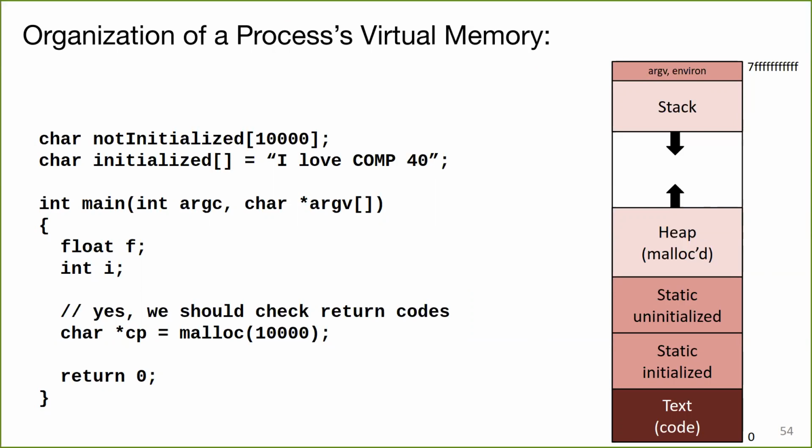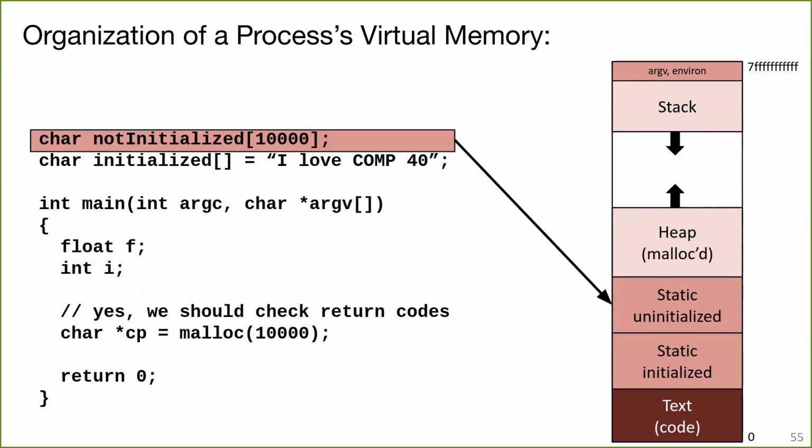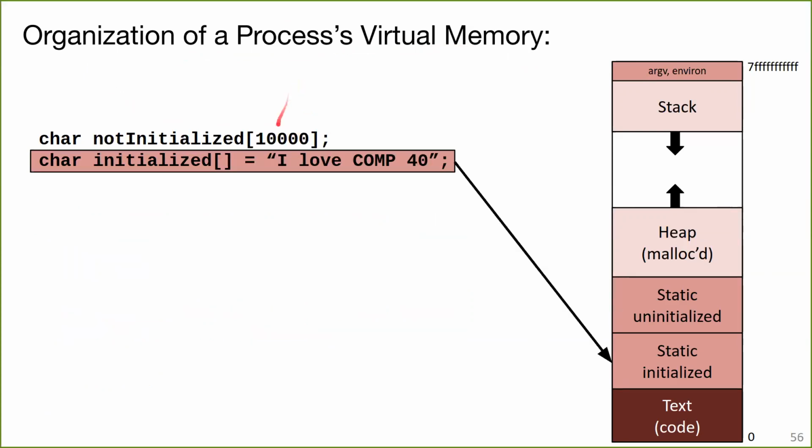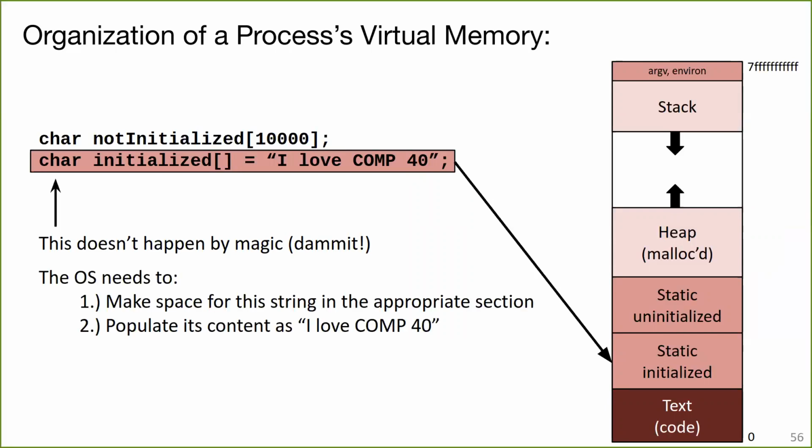In our processes, recall that some sections are used just to store data. Either uninitialized space, where we know that we need to allocate some amount, but we don't know what should go there, or pre-initialized space, where we both know how much space we need to allocate and what value should be placed there. So who's in charge of putting this kind of stuff into the appropriate sections? It's not just done automatically. The operating system somehow needs to make space for this string in this specific section, the static initialized section, and then put the actual bits in that space to encode this given string.